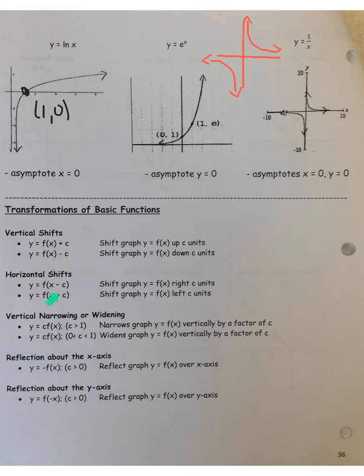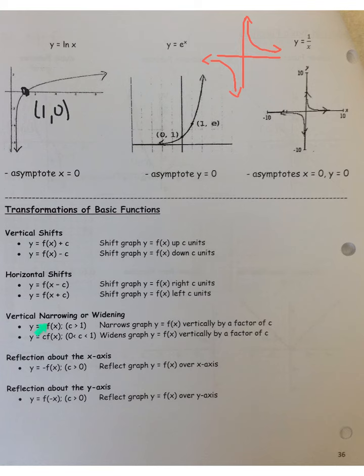If the C value in this case is inside the parentheses, then that's a left-right shift. But just remember, it's opposite directions. So this is minus C. That means you will shift right. Plus C, you will shift left. Again, I'm not telling you anything new. You should know this already. If you want to highlight anything, go for it. Now this is a little bit new.